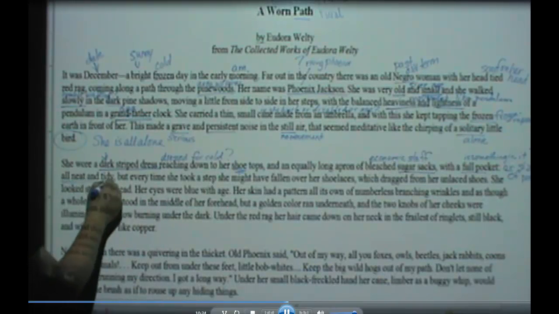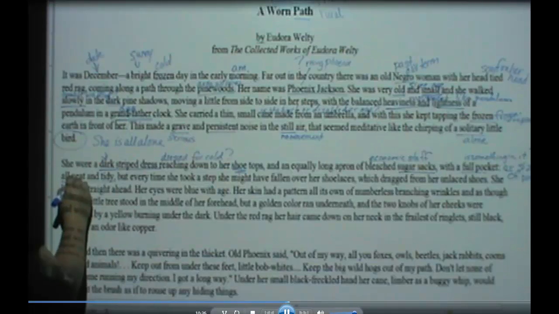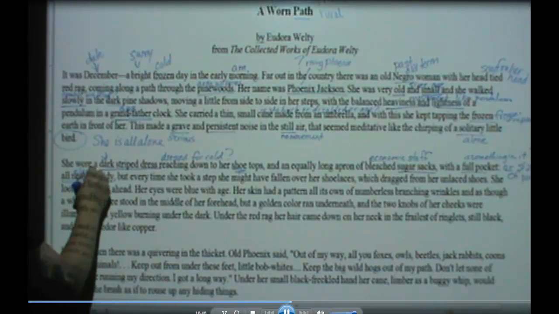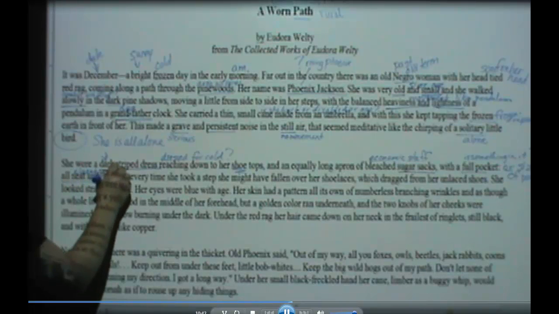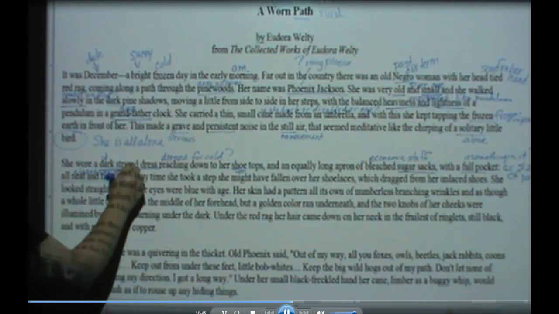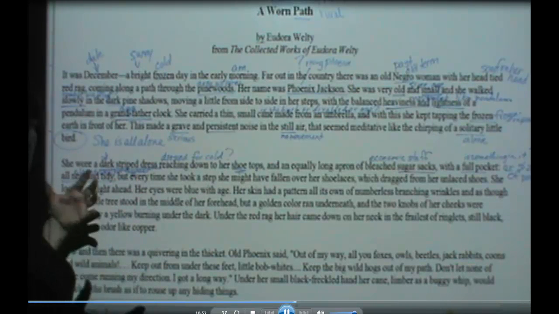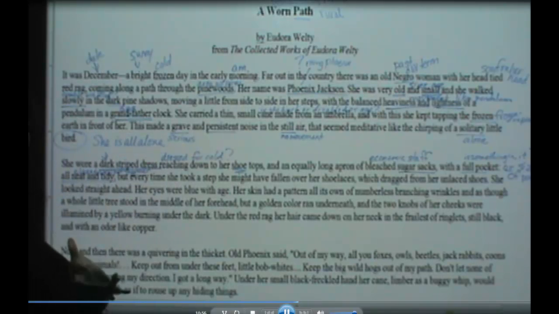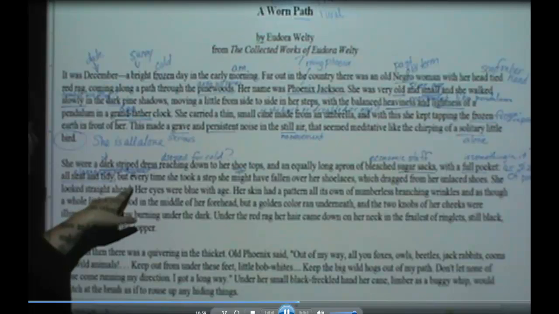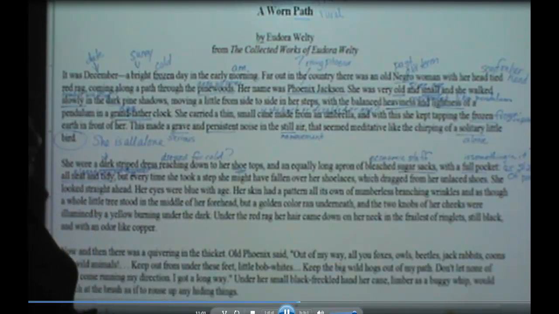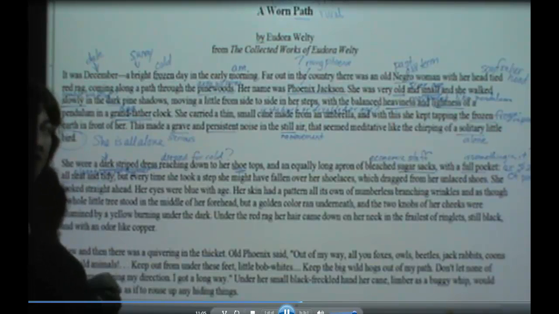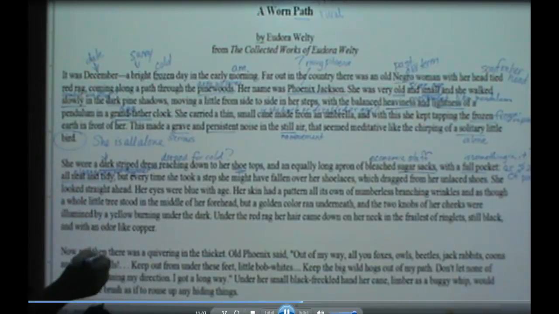All neat and tidy. So this is another interesting thing. She's neat and tidy. So she's clean and she's well put together. So she's not somebody who's let herself go. She certainly seems to be somebody who, even though she's old and she's making this walk, she certainly seems like a together person. But every time she took a step, she might have fallen over her shoelaces, which dragged from her unlaced shoes. All right, I might have to take back what I just said about the neat and tidy.